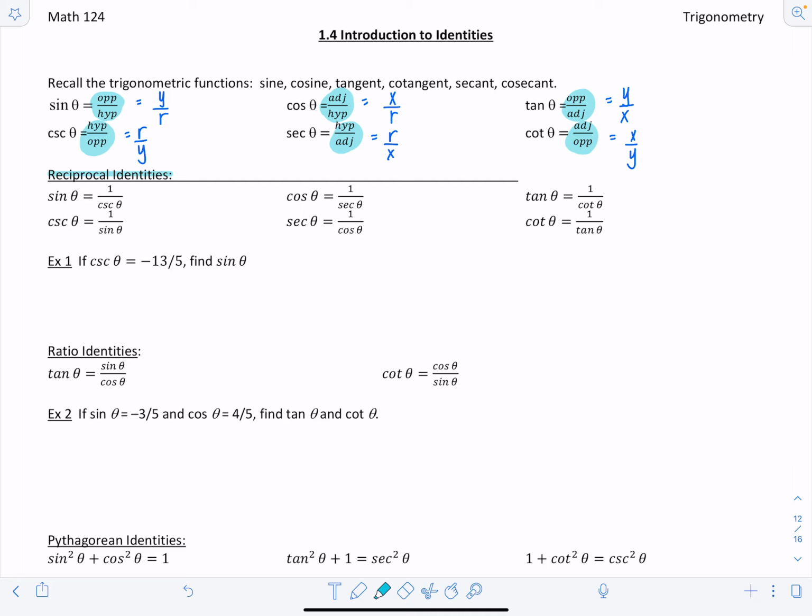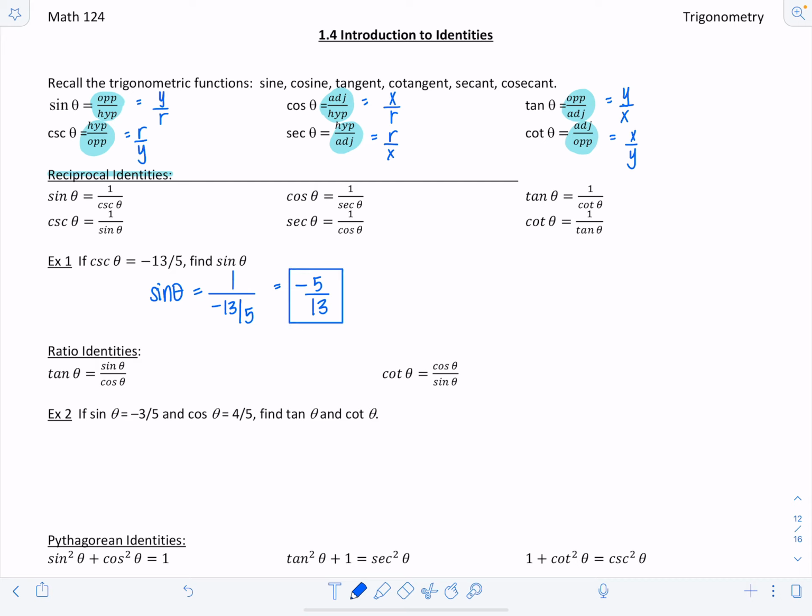Okay, first example. If cosecant theta equals negative 13 over 5, find sine theta. So without batting an eye, we know, oh, sine theta is equal to 1 over cosecant theta, which is 1 over negative 13 over 5. You don't even need to really write that step out. I just did it since we're getting introduced to this idea. You could just flip it and call it a day, negative 5 over 13.